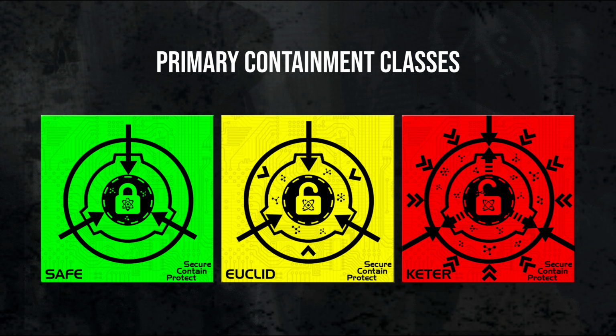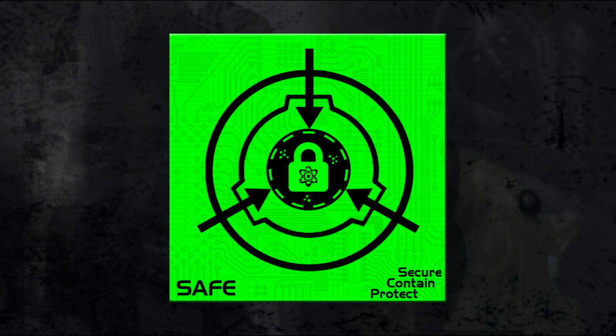Object classes are separated into primary, secondary, and non-standard, and there are only 3 primary classes out there: Safe, Euclid, and Keter. Safe anomalies are those that can be safely contained, but that does not mean that they are safe to handle. The locked box test, which is often used to determine an object's class, says that if you can lock something in a box, leave it be, and nothing bad happens, then it is probably a Safe anomaly. Figuring out what the box is, however, can be tricky.